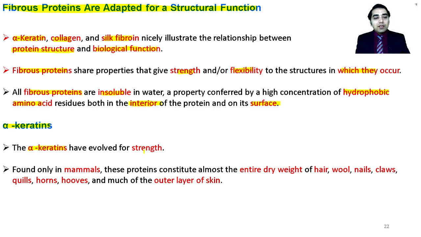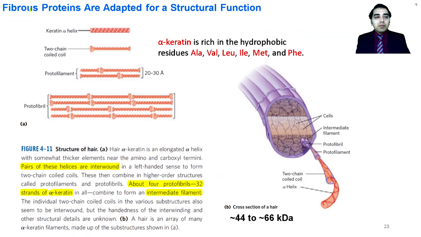Alpha keratin is evolved for strength. This protein is found in all mammals. Almost the entire weight of the hair, wool, nails, claws, quills, horns, and hooves is made up of alpha keratin. Let's see the structural organization of the alpha keratin protein.